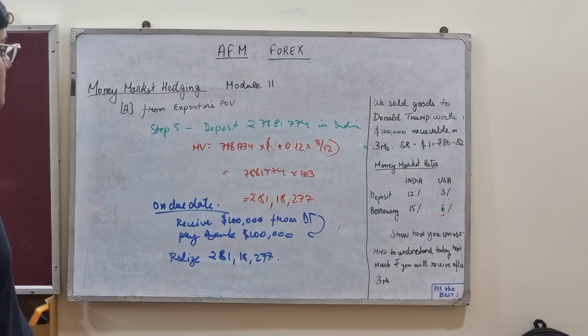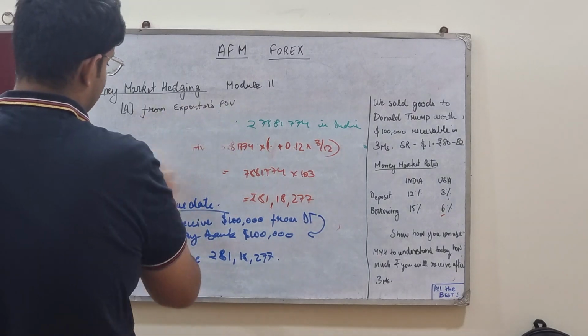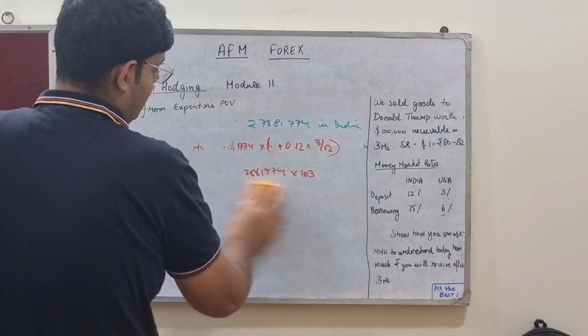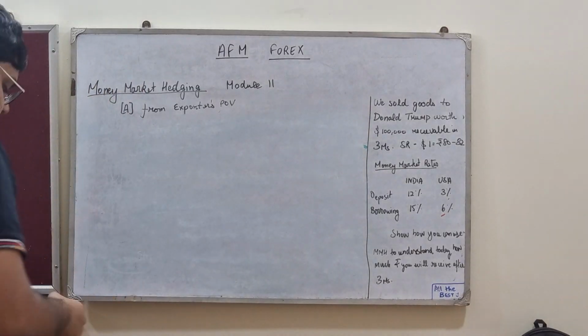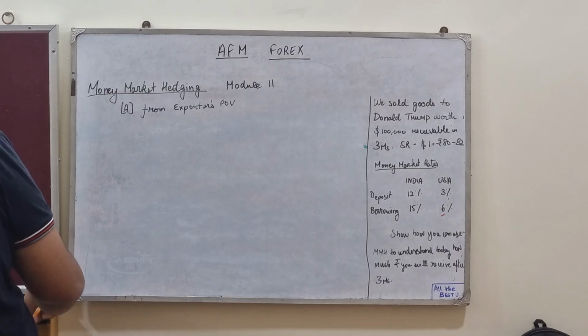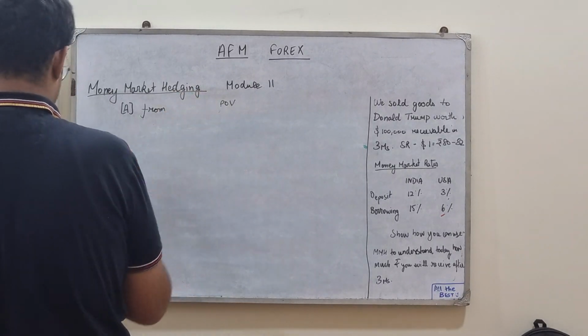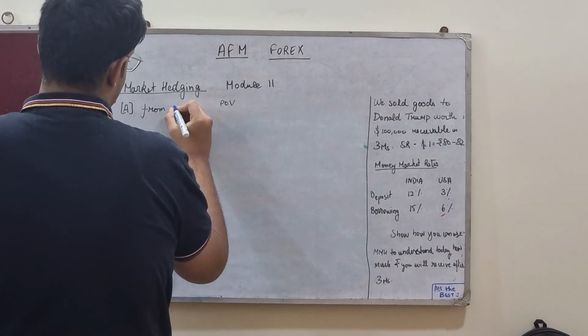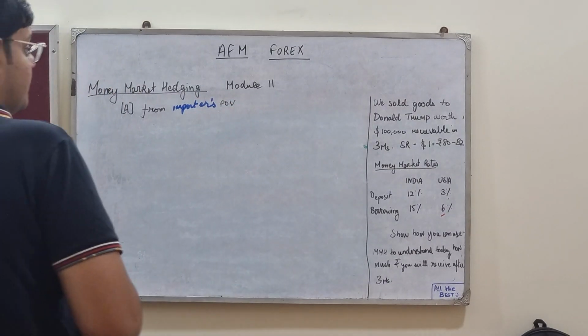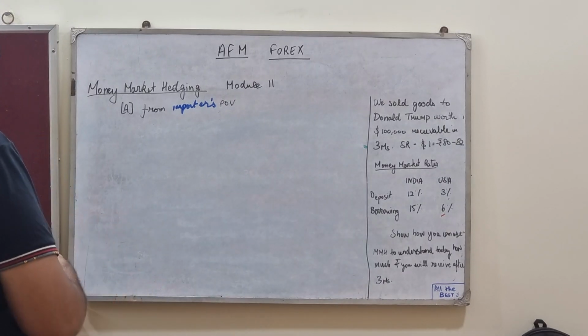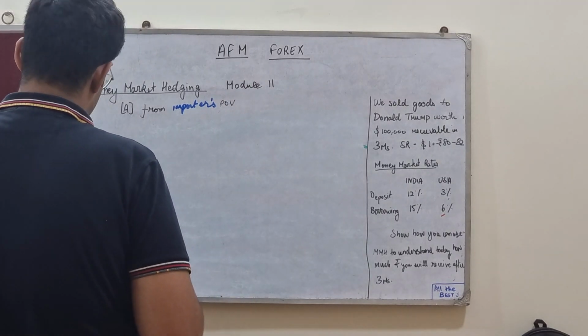And to be honest, from the importer's POV, it's not really that different. The deposit and borrow will change. I can cover that in just 2 minutes. I'm not going to get into the complete maths of it because it's a waste of time. So just put importers. So it won't be sold goods, it'll be purchased goods, payable. Yeah. So I'll just go ahead with this.